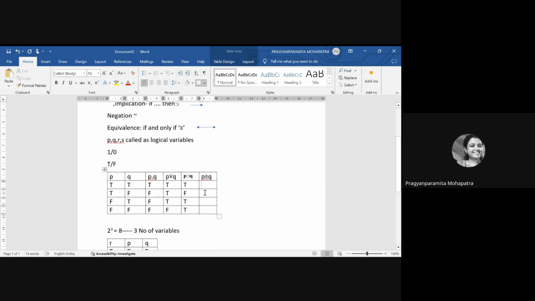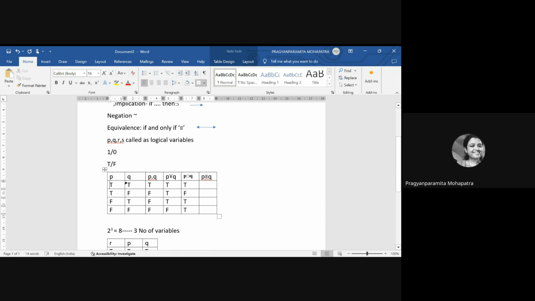Then we are having equivalence. Equivalence is true when both the propositions are having similar truth value. When both P and Q are having same truth value, their equivalence will be true, otherwise it is false.